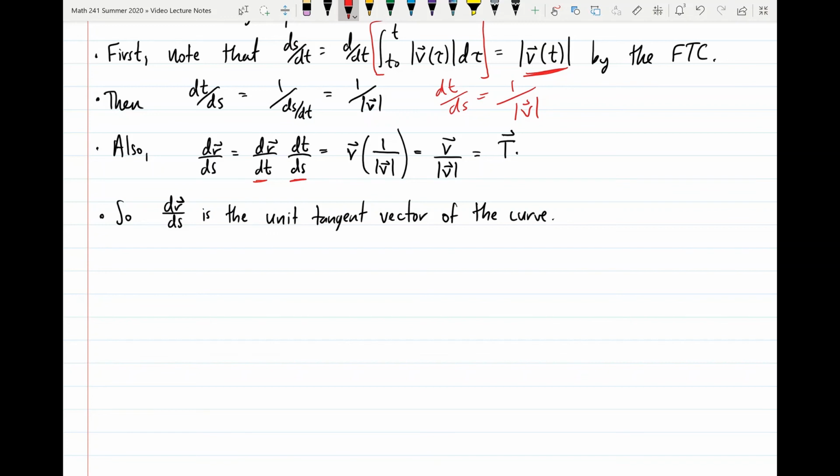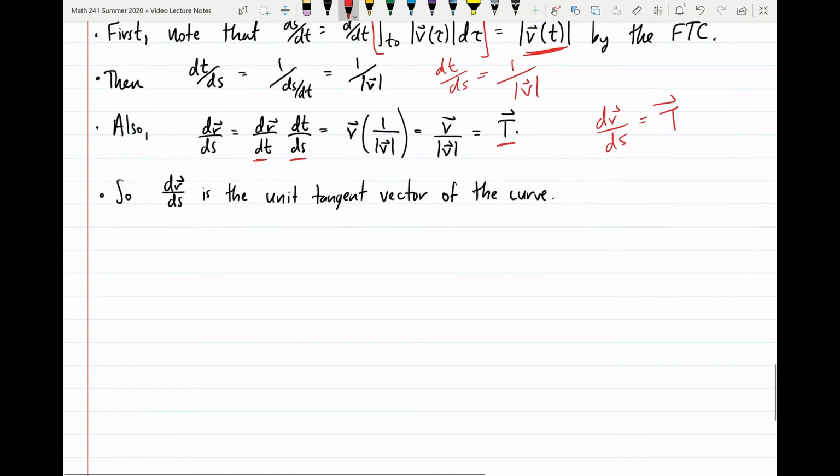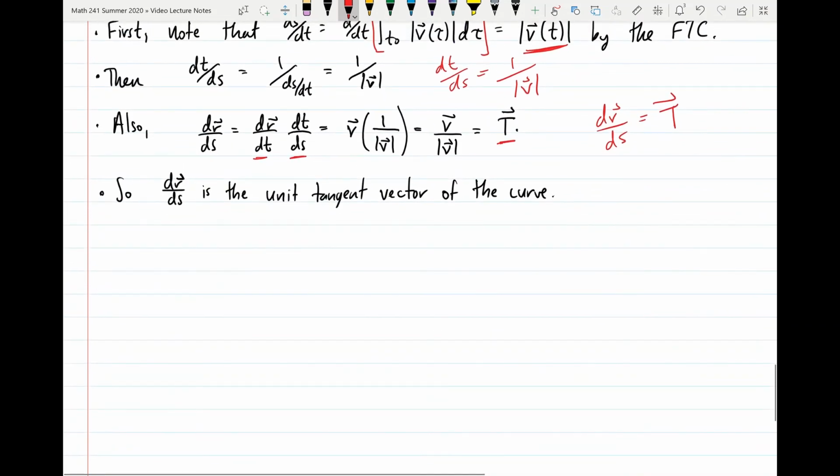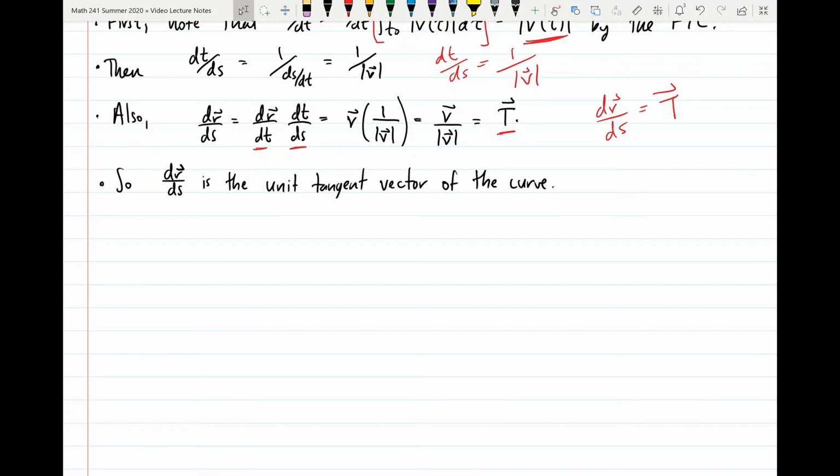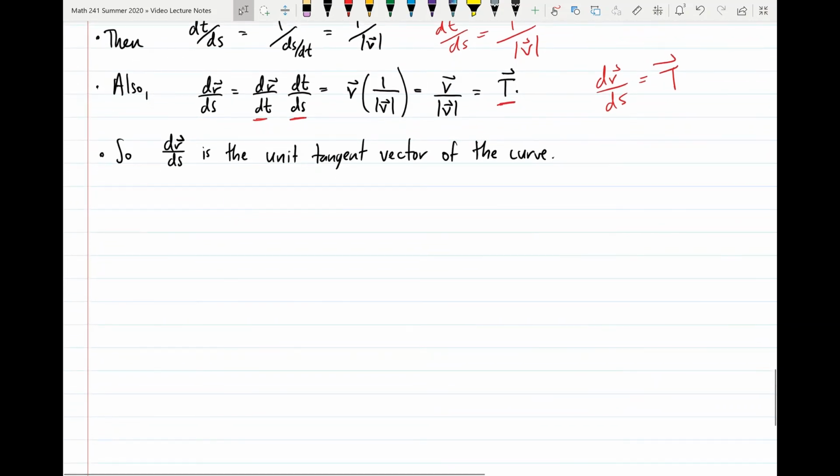The derivative of r with respect to t is defined to be the velocity, and we just found out that the derivative of t with respect to s is equal to 1 divided by the magnitude of the velocity, which means that the derivative of r with respect to s is equal to the velocity over the magnitude of the velocity, which is by definition our unit tangent vector. So the derivative of r with respect to s gives us our unit tangent vector. This is an idea that's going to show up in the next section, but this is the end of the material for this section, so look out for section 13.4.